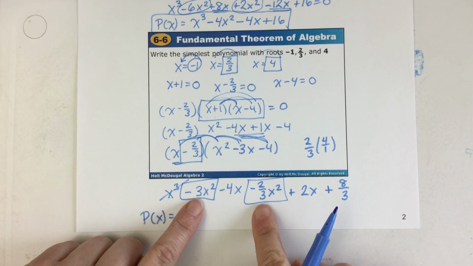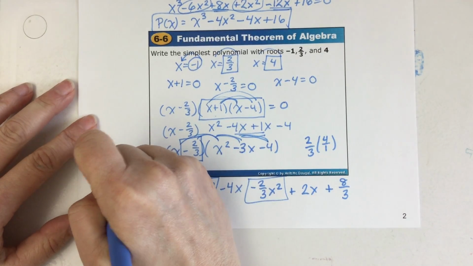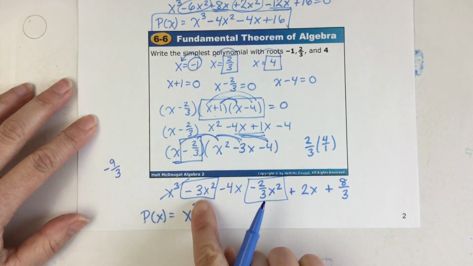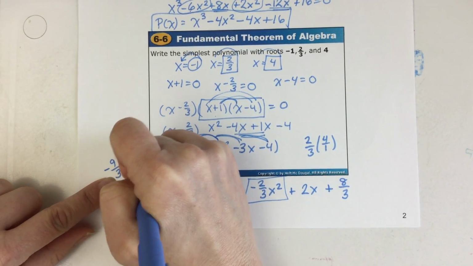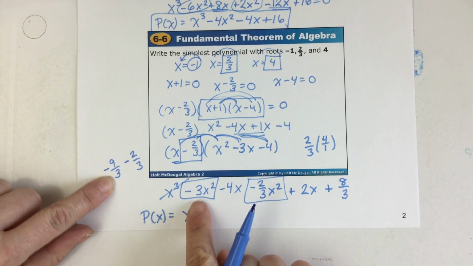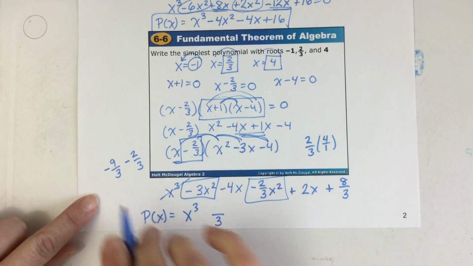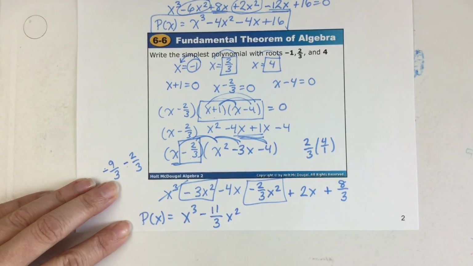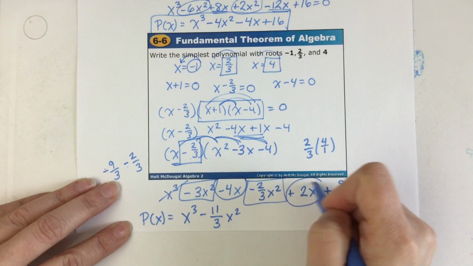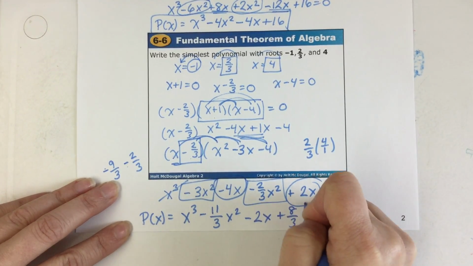You cannot add two fractions together unless they have a common denominator. So negative 3, I have to think of it as negative 9/3. Because that way I still have a common denominator with my negative 2/3, but negative 9 over 3 has a value of negative 3. So here, my common denominator is a 3. Negative 9 minus 2 more is negative 11x squared. Negative 4x plus 2x is negative 2x plus 8/3.